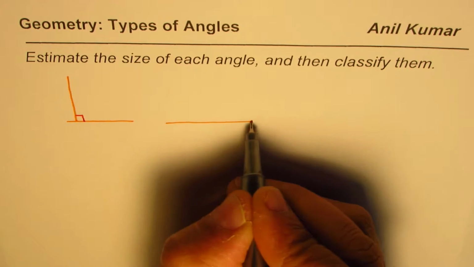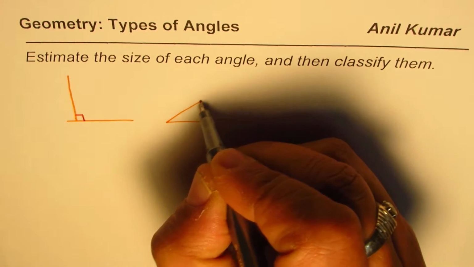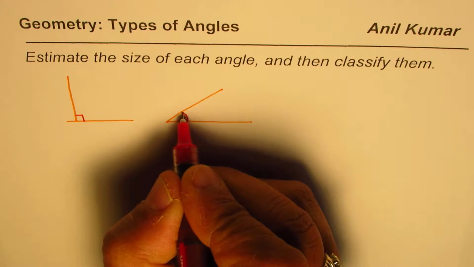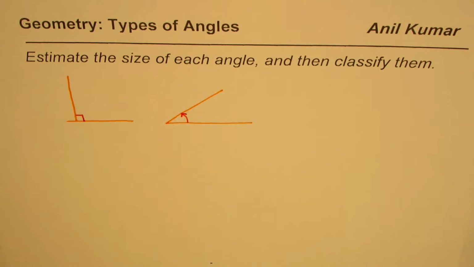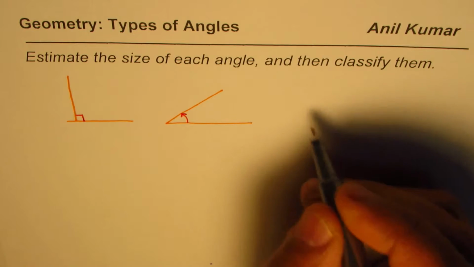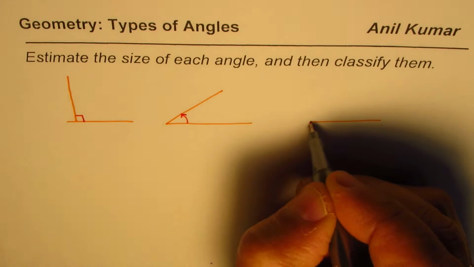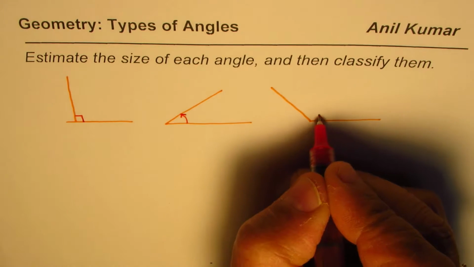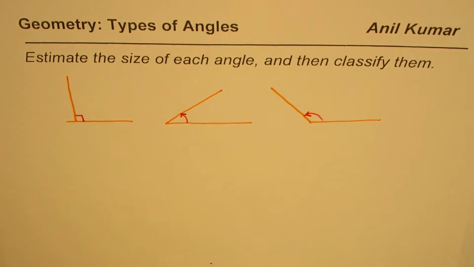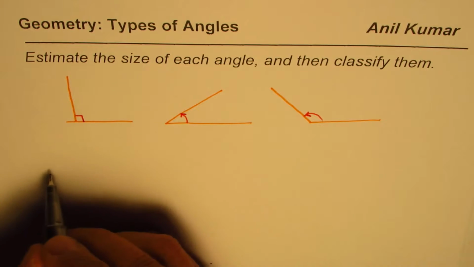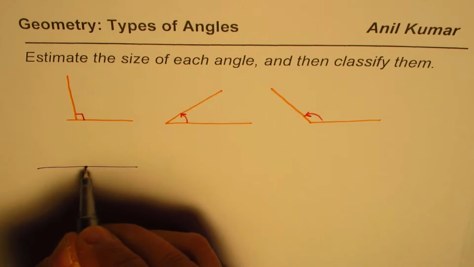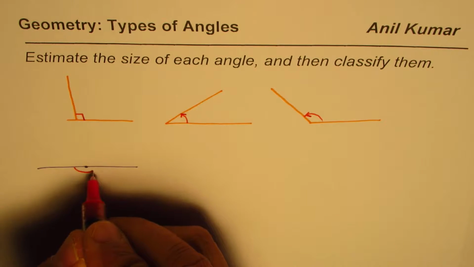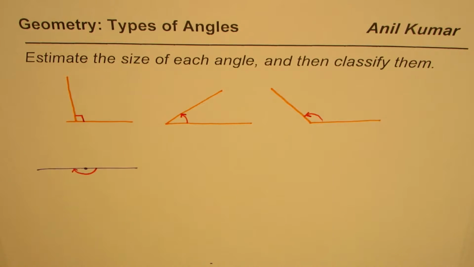Let me sketch another one for you. This time let it be kind of like this. And the angle we're talking about is this angle. Now, here is another one. That is the angle we're talking about. Now, you need to estimate the size of this angle. How about the angle shown here? Now, this time, see how I'm going to. That is the angle I want you to tell me.